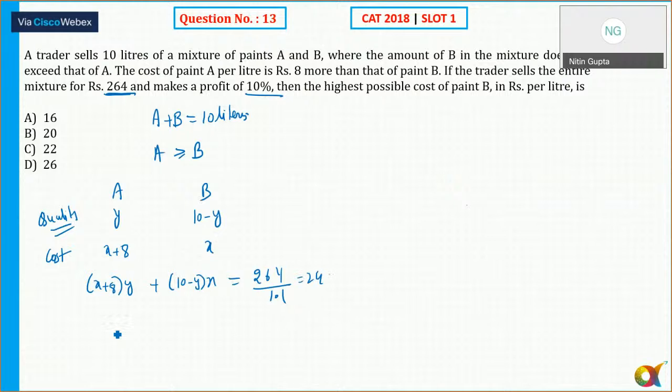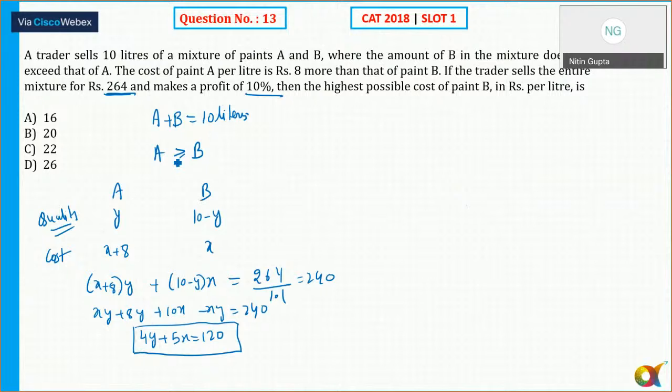So solve this equation. Remember, xy and xy will get cancelled. That is xy plus 8y plus 10x minus xy, which is equal to 40. Xy and xy will get cancelled. And then if I divide by 2, I'll get 4y plus 5x is equal to 20. Now, tell me one thing. 4y plus 5x is equal to 20 is the equation I got here.